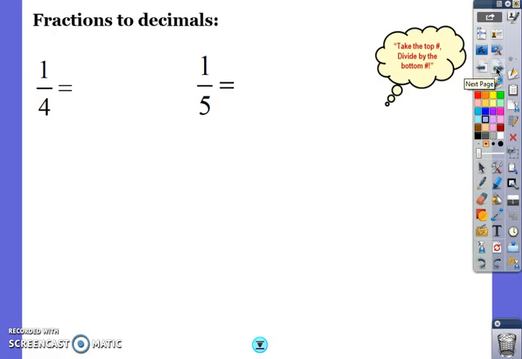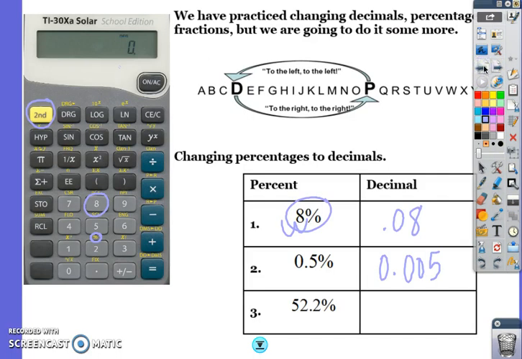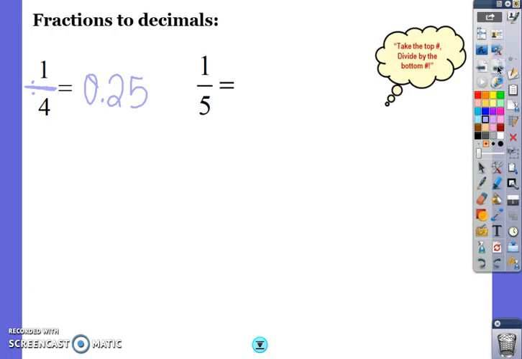You guys know how to do fractions in the calculator. You do top, this fraction bar means divided by, right? We've already said that. So what's 1 divided by 4? And you get 0.25. Unfortunately, there's not a way to make a decimal a percent, only a percent a decimal. So if you make it a percent and you know you're trying to go the opposite way, then you know which way you're trying to go.